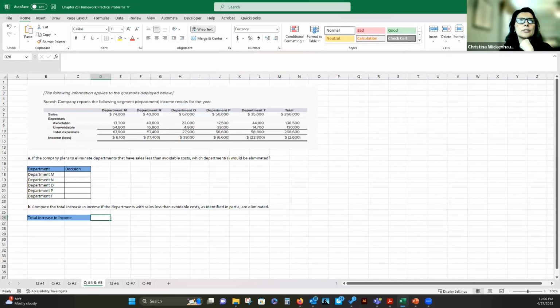All right, let's move on to 5 and 6. So Suresh Company reports the following segment department income results for the year. So we have 1, 2, 3, 4, 5. It looks like we have 3 of them losing money. So the company plans to eliminate departments that have sales less than avoidable cost. So this is my sales. And if it's less than the avoidable cost, they're trying to figure out what they should eliminate. So my sales are more than avoidable here, less than here. So M I'm going to keep, but N I'm going to eliminate.